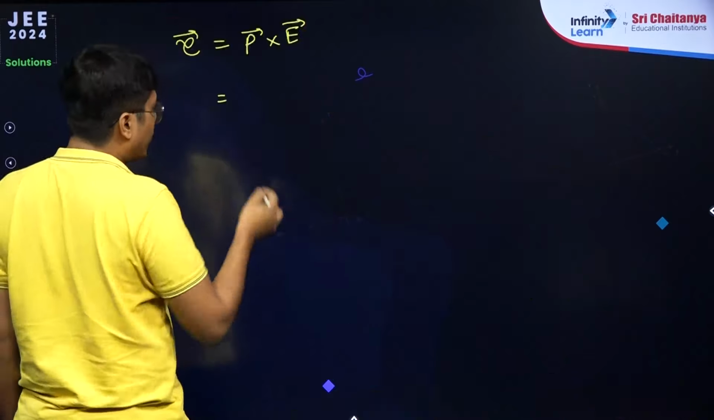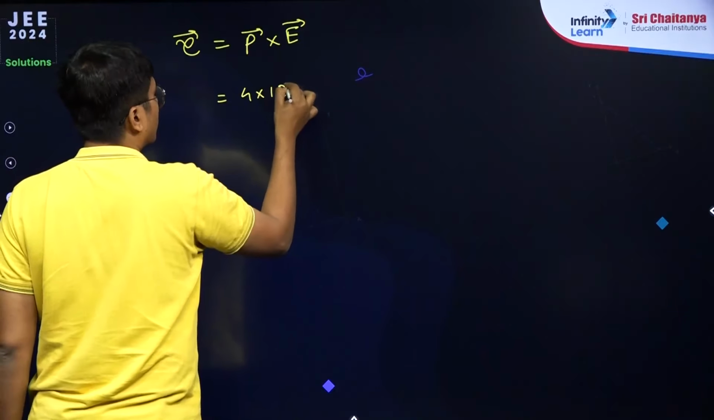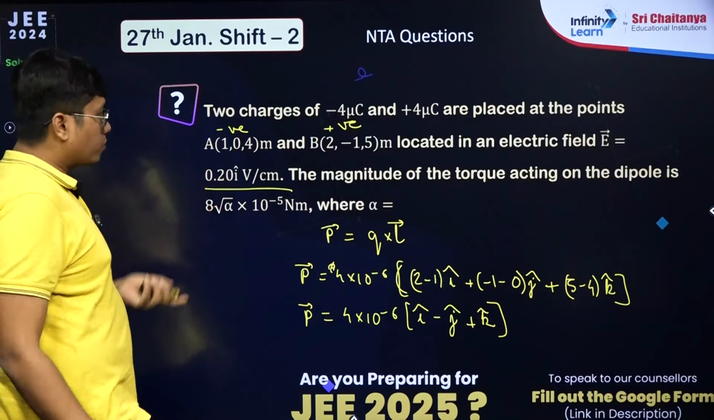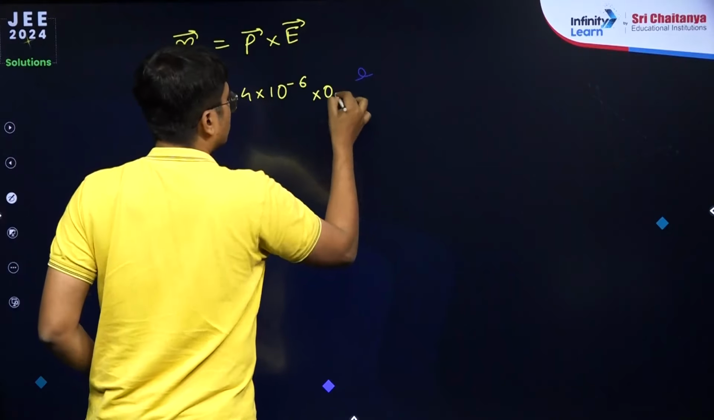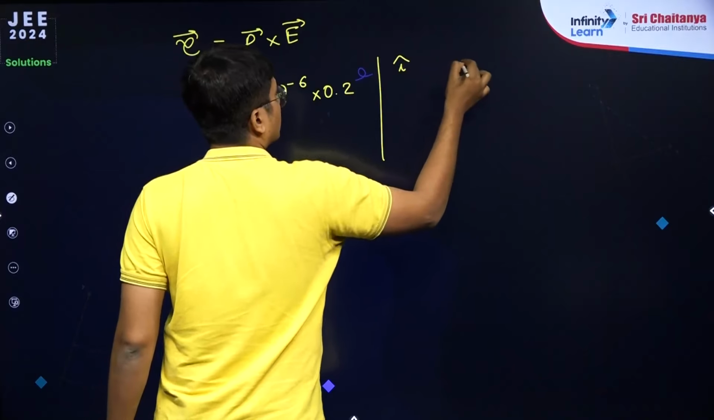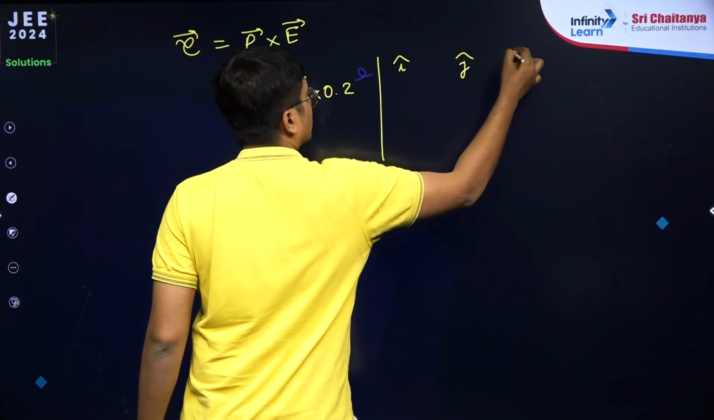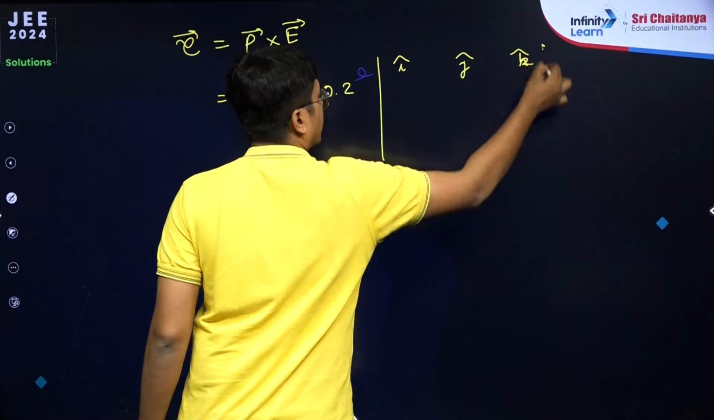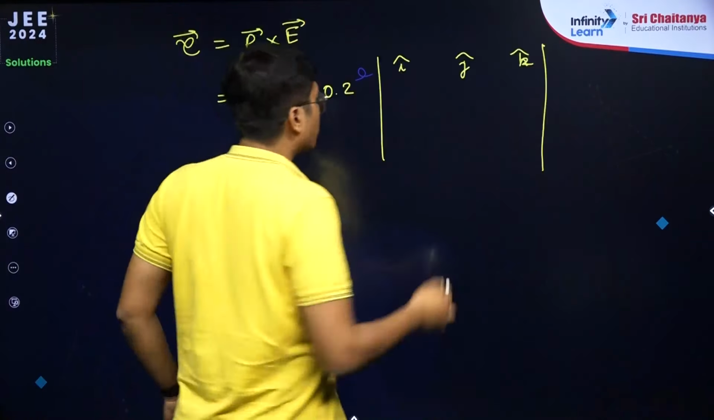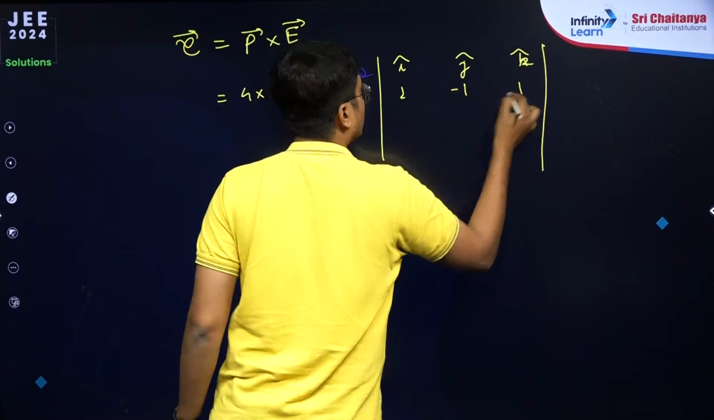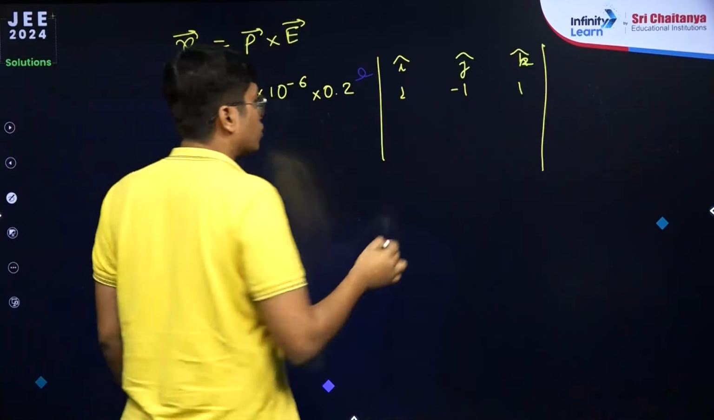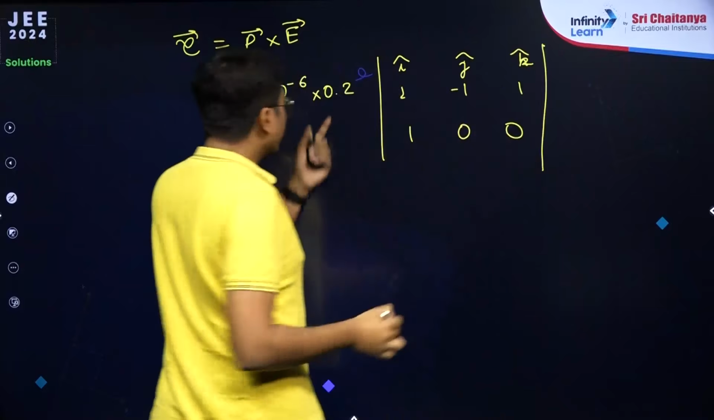P is 4 into 10 to the power minus 6. And let's even take the magnitude of the electric field out as 0.2. In the cross product part, in that cross product part, we have P vector as 1, minus 1 and 1. And in the other one, it is just I cap, so 1 0 0. Already I've taken the 0.2 out.